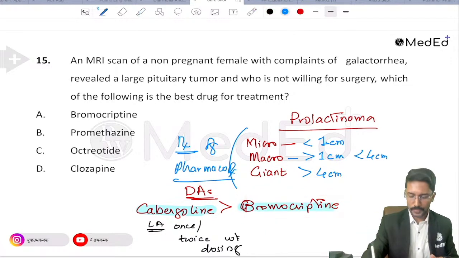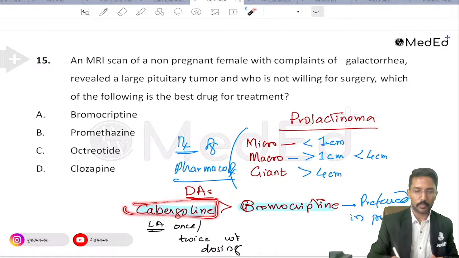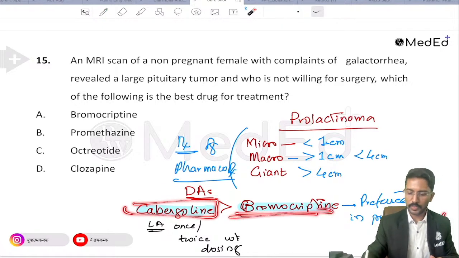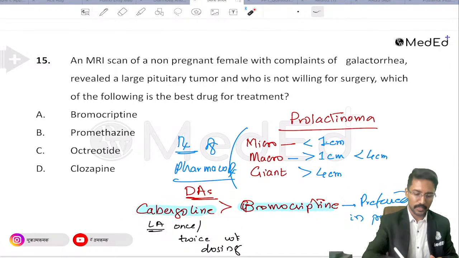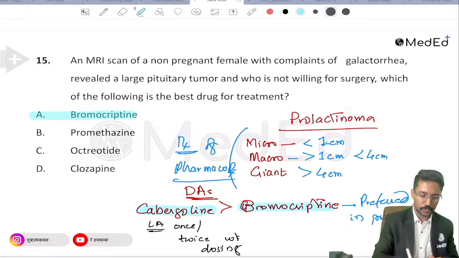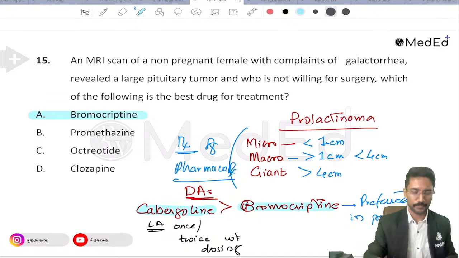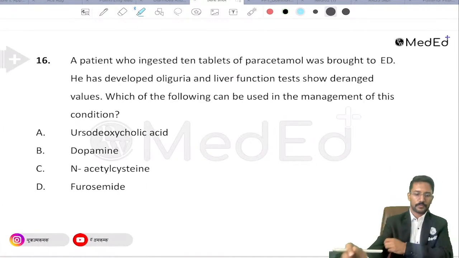If you need to give, preferred in pregnancy, especially first trimester, because we don't know much about the safety of cabergoline, but we know about the safety of bromocriptine. So in pregnancy, it is preferred. So here, because they have not mentioned cabergoline, my right choice would be bromocriptine. Okay, cool. Let's move to the next question now.